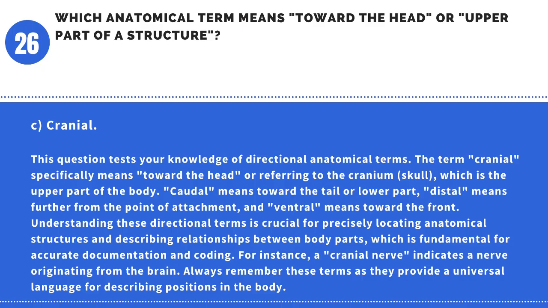The term cranial specifically means toward the head or referring to the cranium, skull, which is the upper part of the body. Caudal means toward the tail or lower part, distal means further from the point of attachment, and ventral means toward the front. Understanding these directional terms is crucial for precisely locating anatomical structures and describing relationships between body parts, which is fundamental for accurate documentation and coding. For instance, a cranial nerve indicates a nerve originating from the brain. Always remember these terms as they provide a universal language for describing positions in the body.